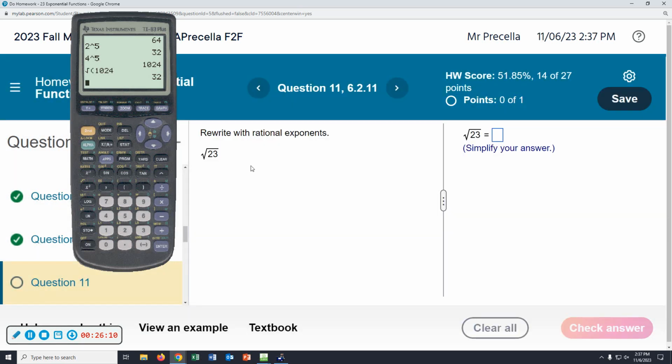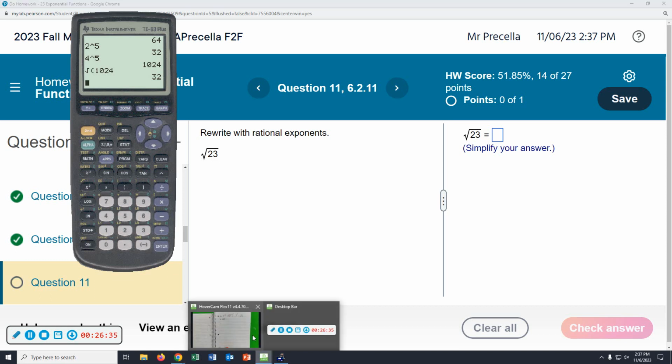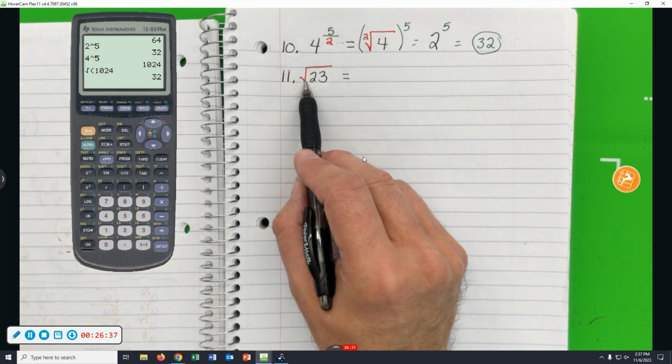Number 11. Okay, rewrite with rational exponents. Now, as I said, in the next assignment that's going to be one of our important tricks in our bag of tricks. When we run into a logarithm with a radical, you have to rewrite the radical using an exponent. What exponent is the same thing as a square root? 1 over 2, that's right.